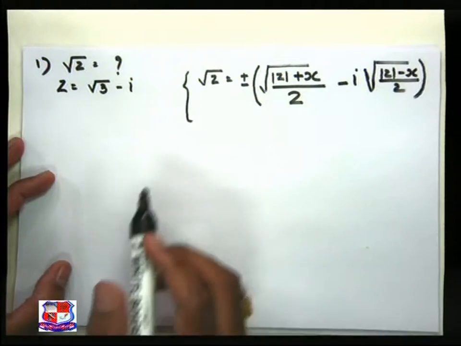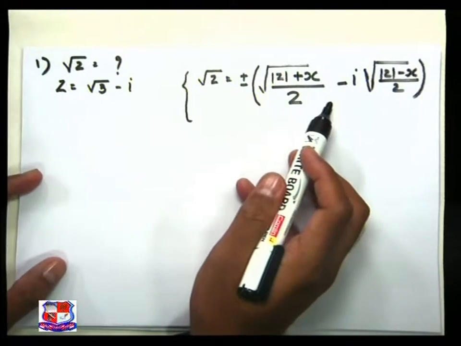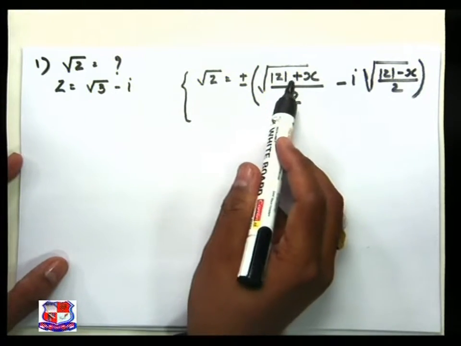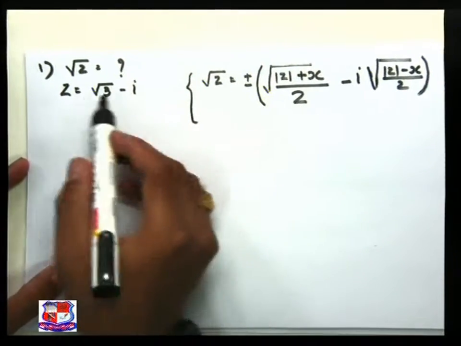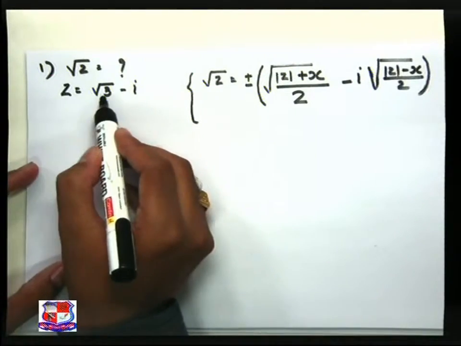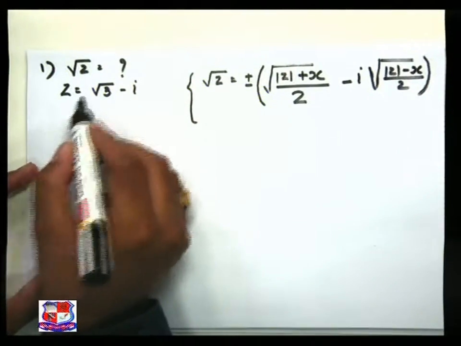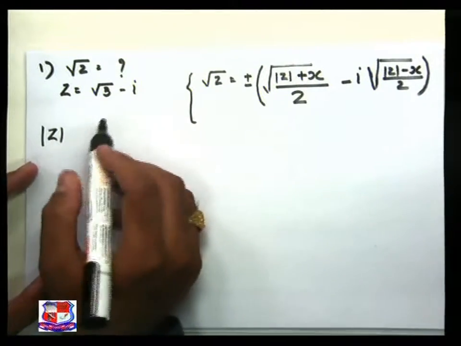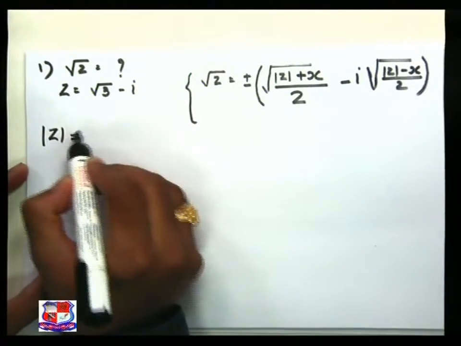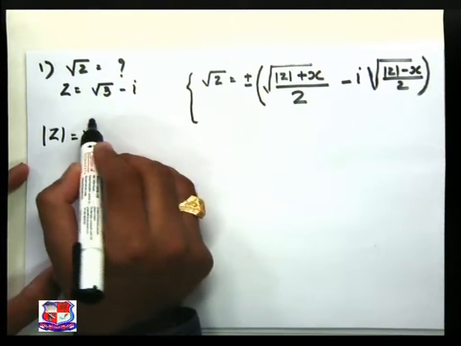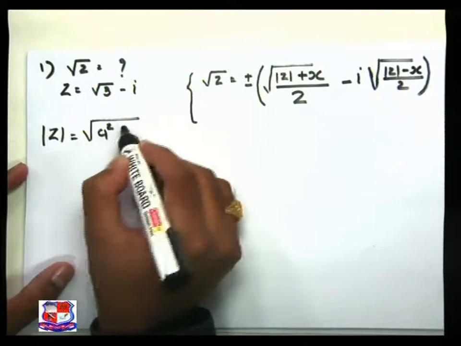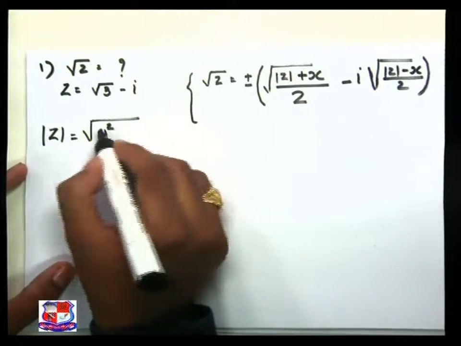So using this set of our equation, we first of all find out what is the value of mod z. So our given data is z equal to under root 3 minus i. So using z we can find out mod of z first of all. So mod of z equation is nothing but under root of a square plus b square, or you can say x square plus y square.